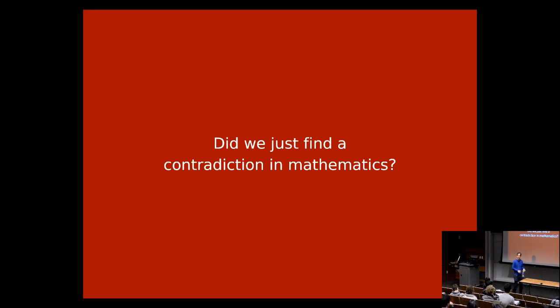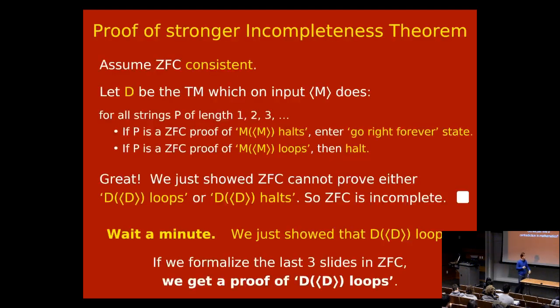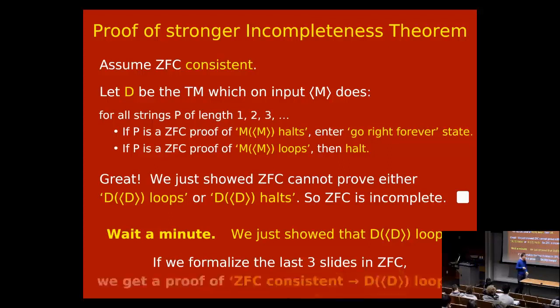Well, did we find a contradiction in mathematics? The answer is no, because I cheated you a little bit again. I put a little something past you that you might not have noticed. We didn't find a contradiction in mathematics. And the problem is with this last statement. If we formalize these last 3 slides, we didn't actually really show that D of D loops.